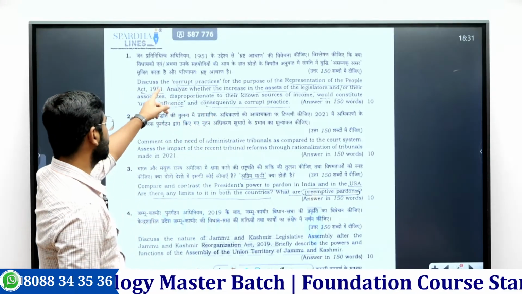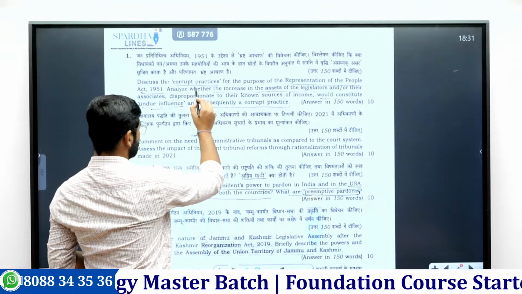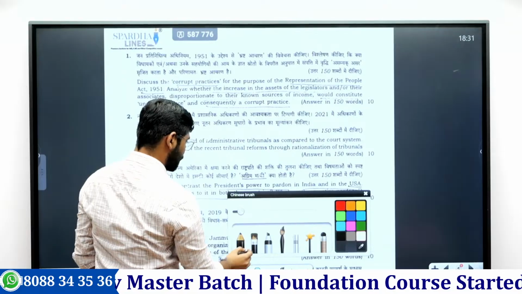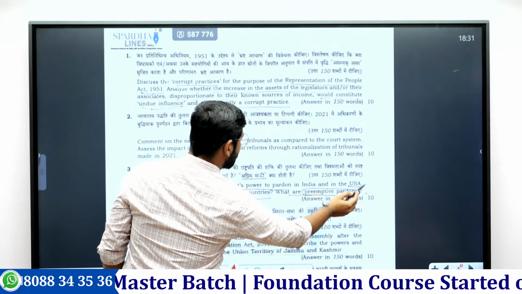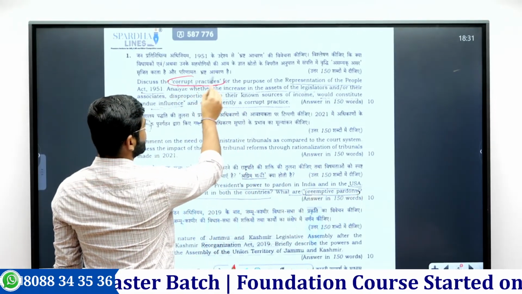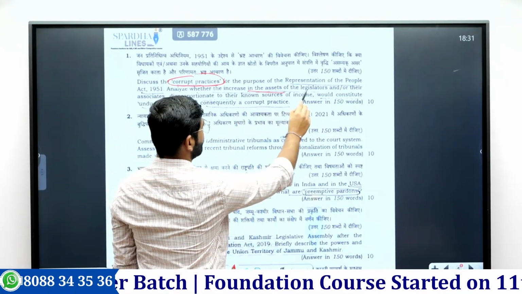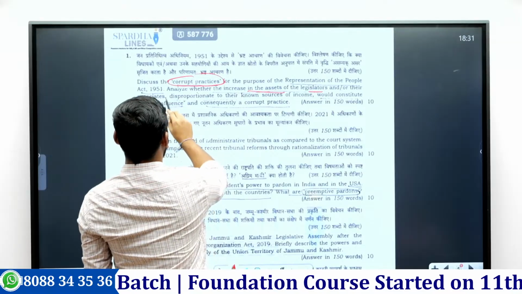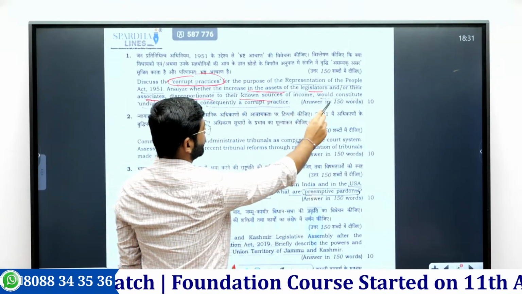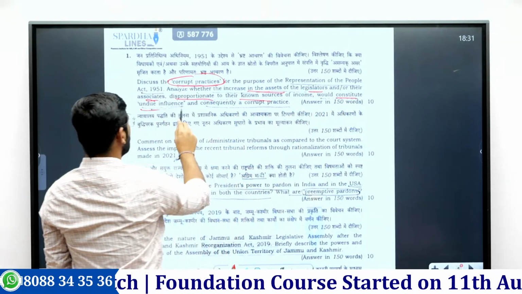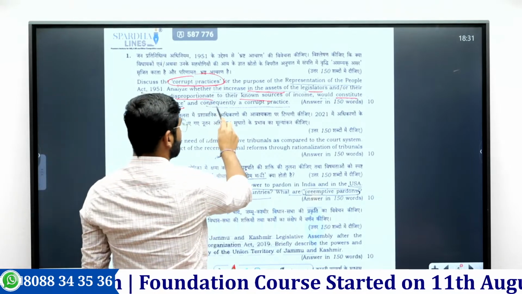Now see the question: discuss the corrupt practices. A previous year question was also on the same corrupt practices for the purpose of the Representation of People's Act: whether the increase in assets of legislators or their associates disproportionate to known sources of income would constitute undue influence or consequently corrupt practices.